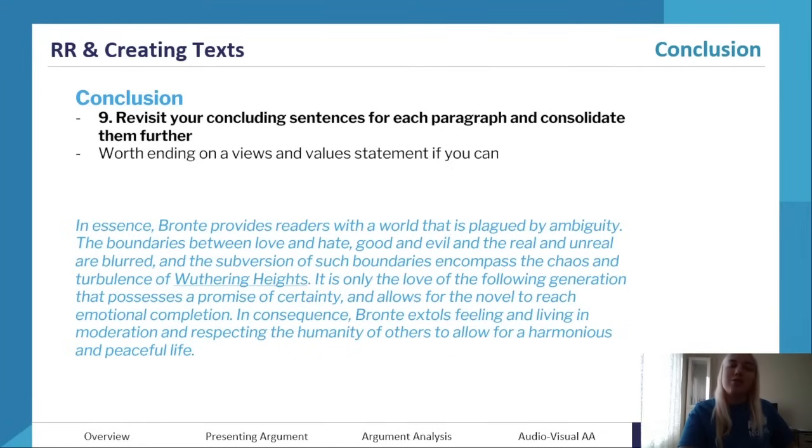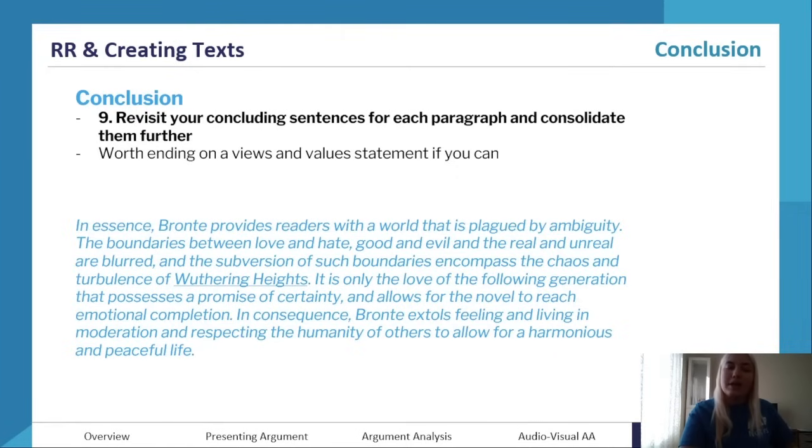And then the second part should be ending on a really strong, impactful views and values statement, as with any other paragraph. The last sentence of your intro, the last sentence of each body paragraph, and the last sentence of your conclusion should all be views and values statements. So looking at this example, in essence, Bronte provides readers with a world that is plagued by ambiguity. The boundaries between love and hate, good and evil, and the real and unreal are blurred, and the subversion of such boundaries encompass the chaos and turbulence of Wuthering Heights.